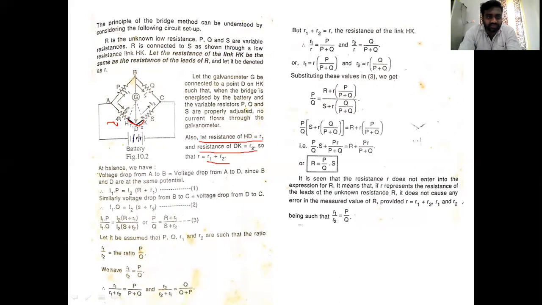If we analyze the term when the voltage drop from A to B is equal to the voltage drop from A to D, what will happen? Let us see the currents. The voltage drop across A to B is I1 into P, which is equal to the voltage drop across A to D. I2 is the current flowing in the segment A to D.